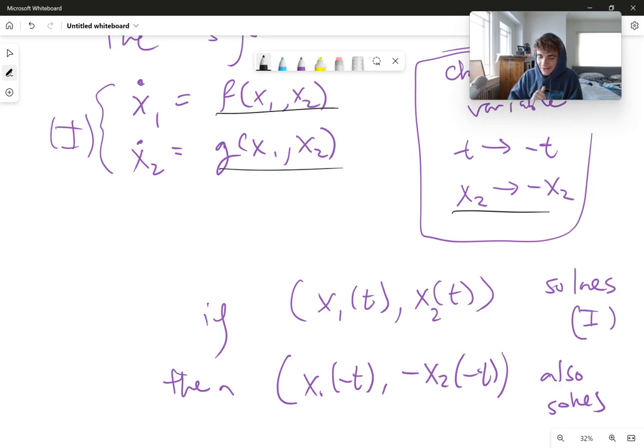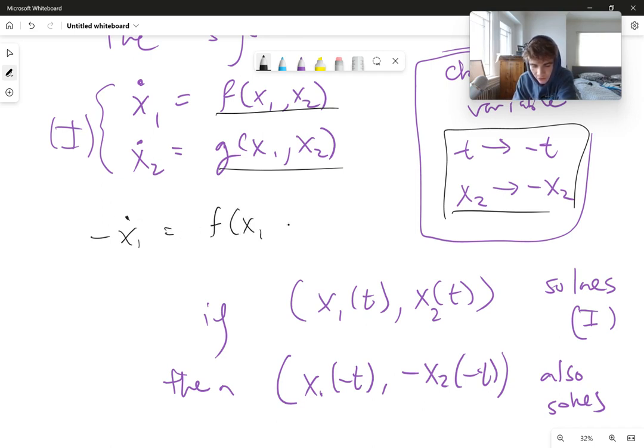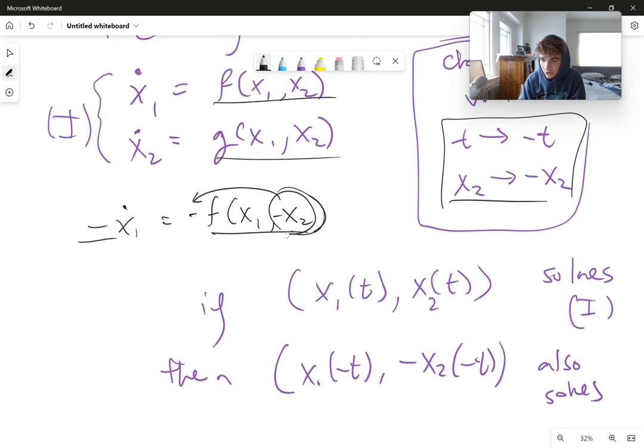Wait. So let's verify this. What properties do f and g need to have in order for this system to be invariant under this change of variables? Notice that if I change time to negative time, these derivatives are going to become negative, and so I need f of x1, negative x2 to also become negative. Essentially I need f to actually be odd, because when I apply the change of variables to x2, I want that negative sign to come out to equate with the negative sign in the x1 equation due to reversing time. And then in the x2 coordinate, I'm going to change t to negative t and x2 to negative x2, so I'm going to have a double negative. Therefore, the x2 dot will actually remain positive.